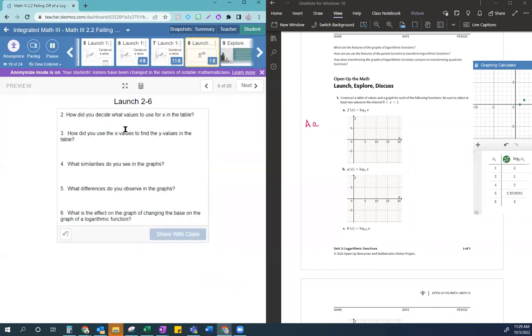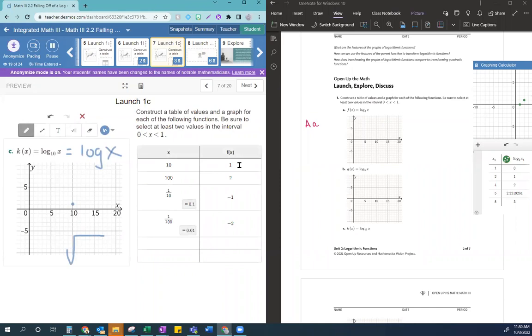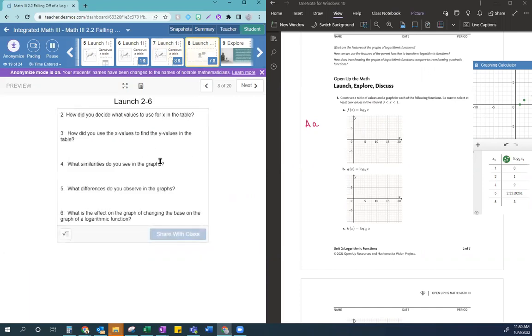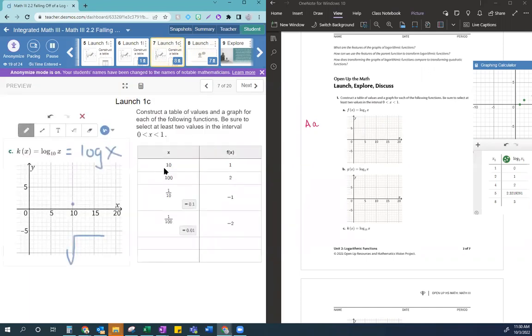Things that I wanted you to think about. How did you decide which values to use in the table? We talked about that. How did you use the x values to find the y values? Remember, I said 10 to the first is 10. Eventually, you will get so fluent in logs that you will say log of 100, oh, that's 2, right? Eventually, you'll get there. Right now, you're still getting used to thinking about it like this. So that's how we did it. We did it using the inverse, right? We went this way, y then x, right?